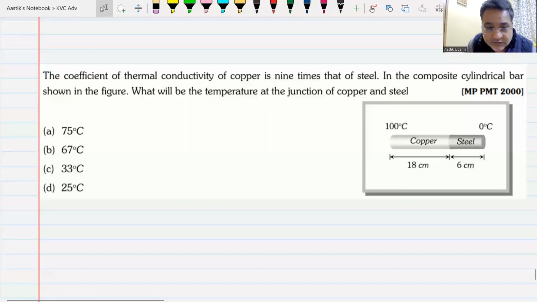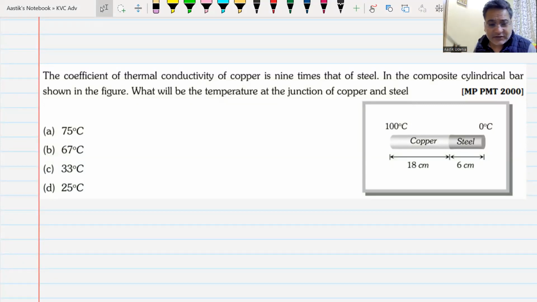This is the next one. Sir, one more doubt in the last question. Under the same conditions means the ends are at the same temperature, sir? Yes, the ends are at the same temperature. Okay, sir. This one. I'll give you 2 minutes to give me the answer for this one.